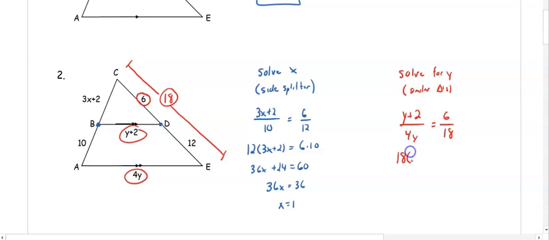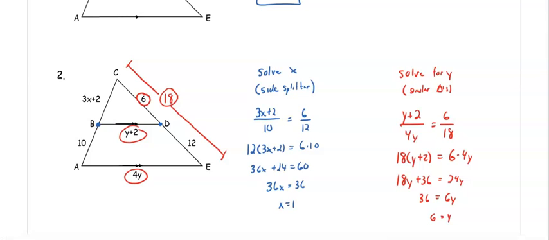And then we can cross multiply. So 18 times y plus 2 equals 6 times 4y. 18y plus 36 equals 24y. We can subtract 18y from both sides. 36 equals 6y. When we divide, we get y is 6.